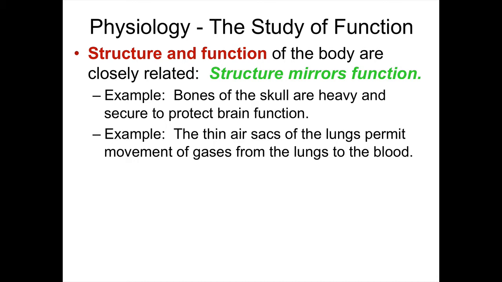Another example is the lungs. The job of the lungs is to, when we inhale, absorb oxygen and diffuse it into the bloodstream. So the air sacs, or the bronchi and the bronchioles in our lungs, are very thin so that there can be diffusion of oxygen from the air into the bloodstream. If we had very thick air sacs in our lungs, it would be more difficult for the oxygen to be diffused. So structure mirrors function. Something is structured a certain way because it has a very specific function to fulfill.